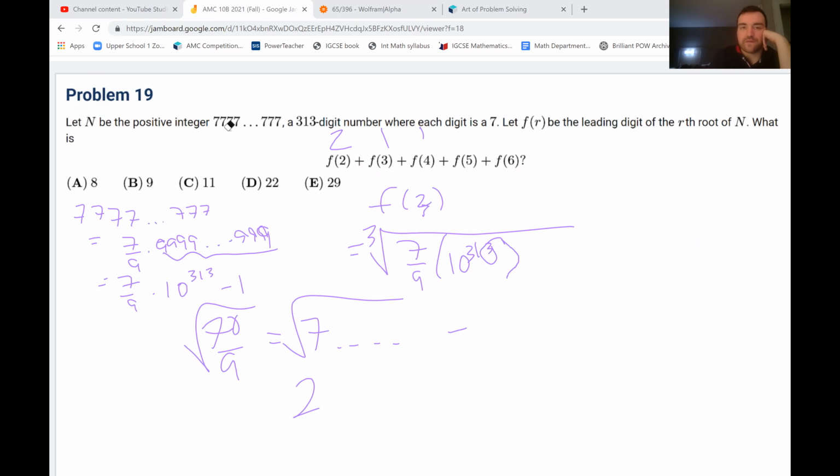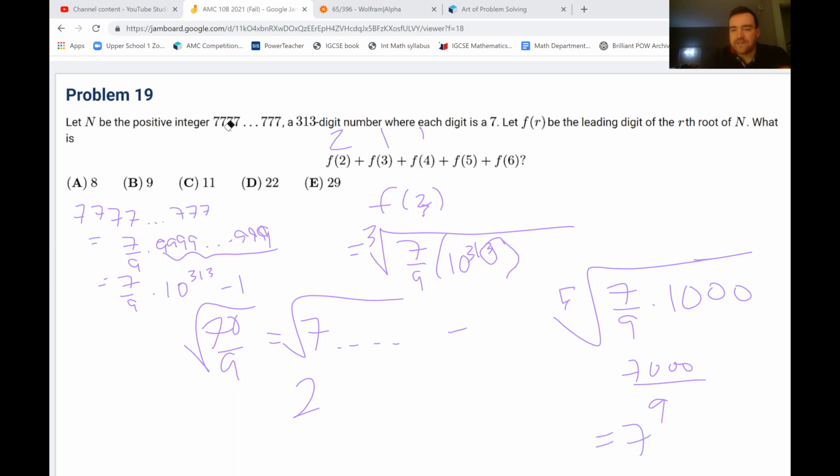So when we think about the 5th root of 7 ninths 10 to the 313, it's going to leave you with actually 1,000, because 310 is going to divide by 5, and then you're going to have 3 10s left over, 10 times 10 times 10, right? So we're looking at 7,000 divided by 9, which you can just do a long division, or you can know 7 over 9 is 0.7 repeating, and then move the decimal 3 places, right?